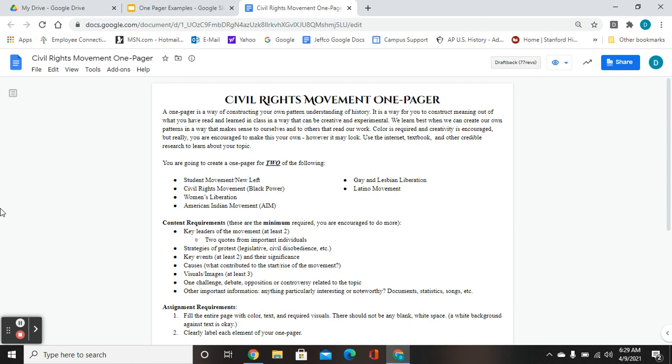Okie dokie smokies. So here is the assessment that you're going to do for the civil rights unit. You're going to make what's called a one pager. And actually, you're going to make two one pagers.